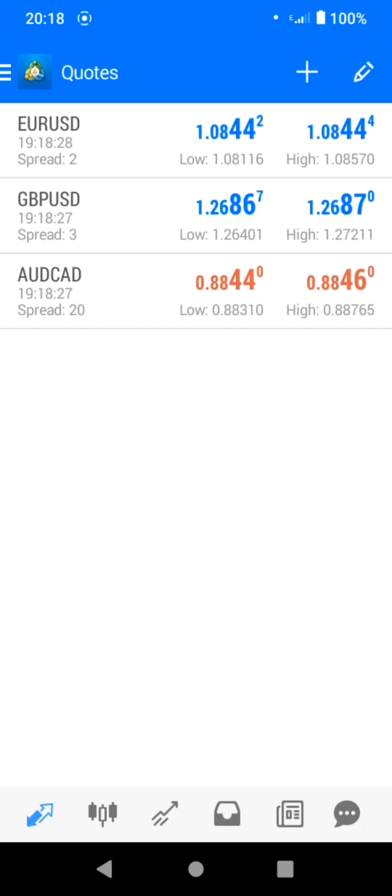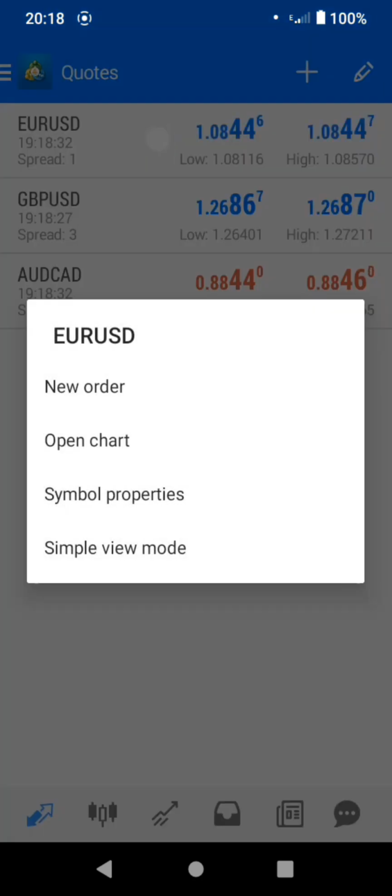So now let's come back to this first section, guys. When you tab in here, it's going to show you new order. If you say open chart, it's going to take you to the chart of the Euro USD, that particular currency pair which you are trying to use now.